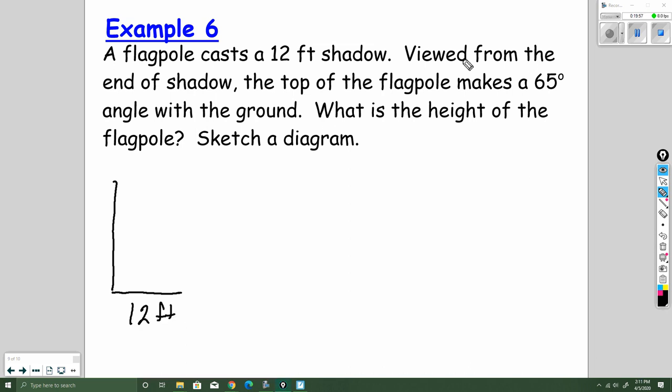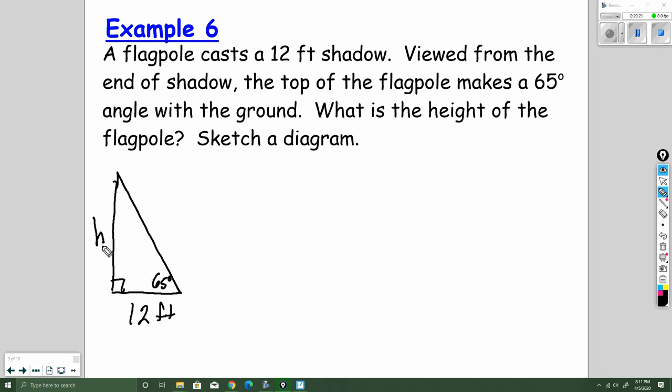It says viewed from the end of the shadow right here, the top of the flagpole makes a 65-degree angle with the ground. So this angle here is 65 degrees. What is the height of the flagpole? That would be this distance here. Now we've got our diagram. Hopefully the flagpole once again is perpendicular to the ground.